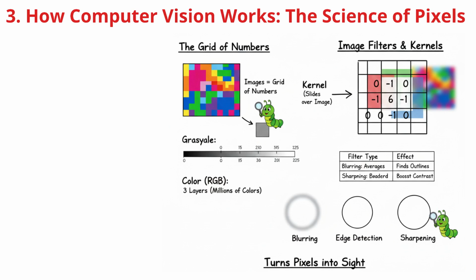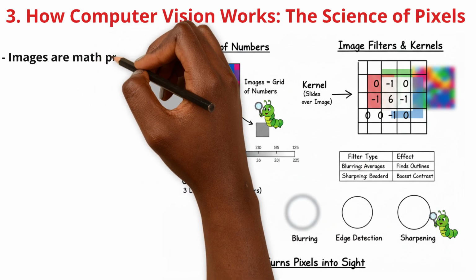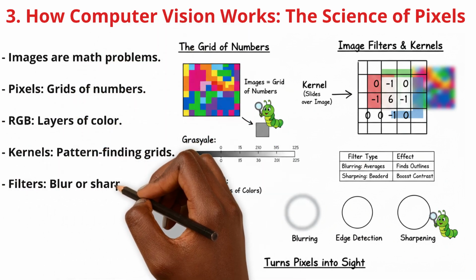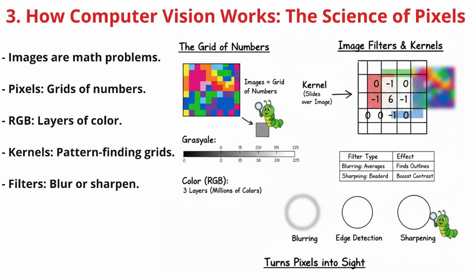But how does the AI recognize shapes? It uses kernels. These are small 3x3 grids that slide over the pixels to find patterns. A blurring filter averages values to remove noise. Edge detection highlights sharp changes in intensity to find outlines. Finally, sharpening increases contrast to make details pop. This mathematical filtering is how machines turn raw numbers into sight.